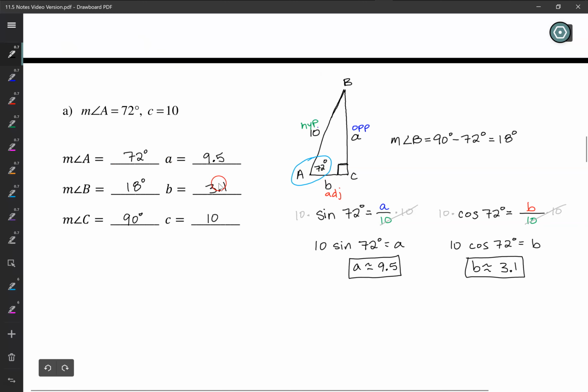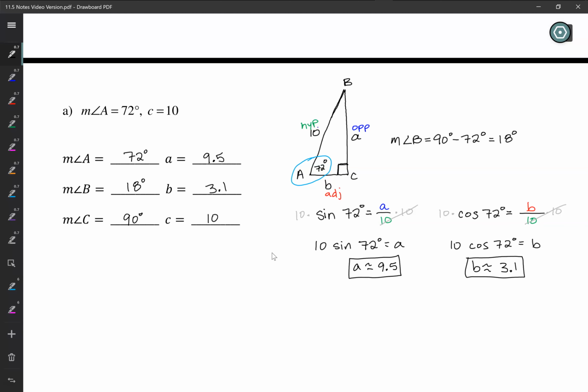So again, shortest side is across from smallest angle. Longest side is across from biggest angle. Angles add up to 180. You could check the Pythagorean theorem, see if that worked. But looking good.